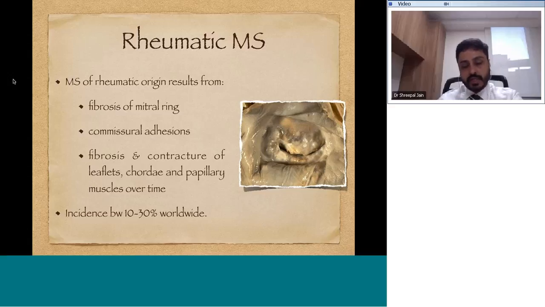It results from various etiologies which include fibrosis of the mitral ring, commissural adhesions, and fibrosis and contracture of the leaflets or the chordae and papillary muscles gradually over a period of time. The incidence of juvenile mitral stenosis ranges between 10 to 30% worldwide. Different studies from our subcontinent have shown incidence somewhere around 9.5 to as high as 13%.